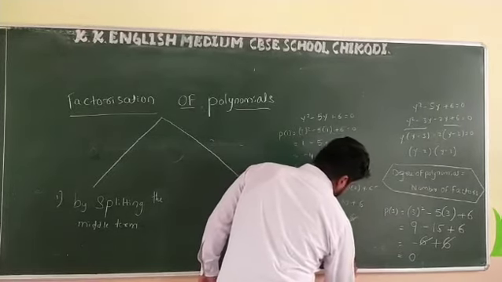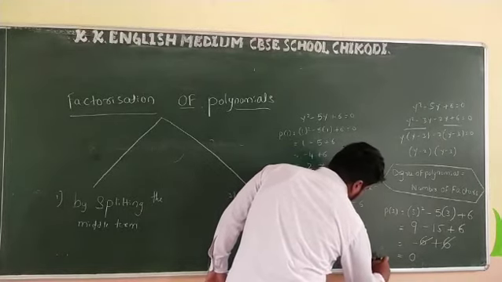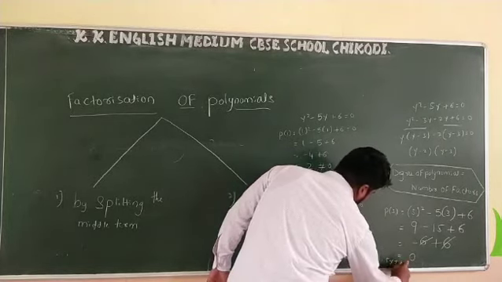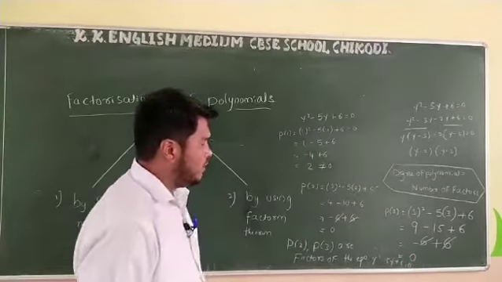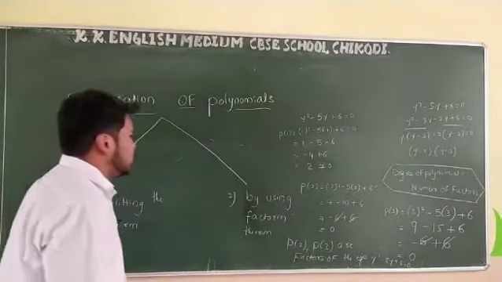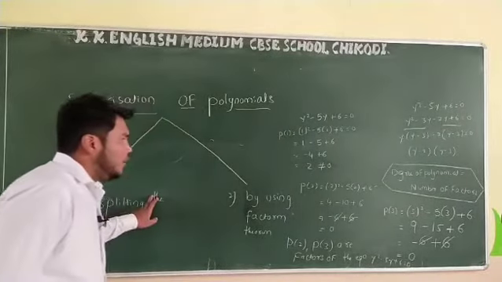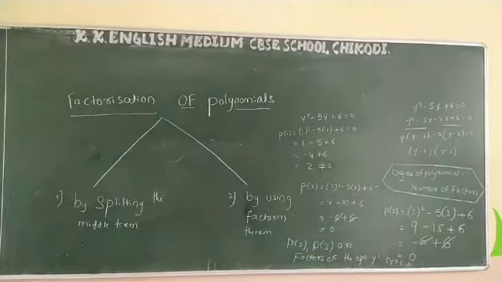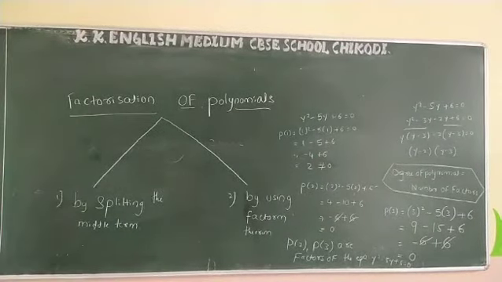of the equation y square minus 5y plus 6 equal to 0. So see, I have used two methods. First one is the splitting method, and one more is by using the theorem, that is the factor theorem. I hope you understood this concept.